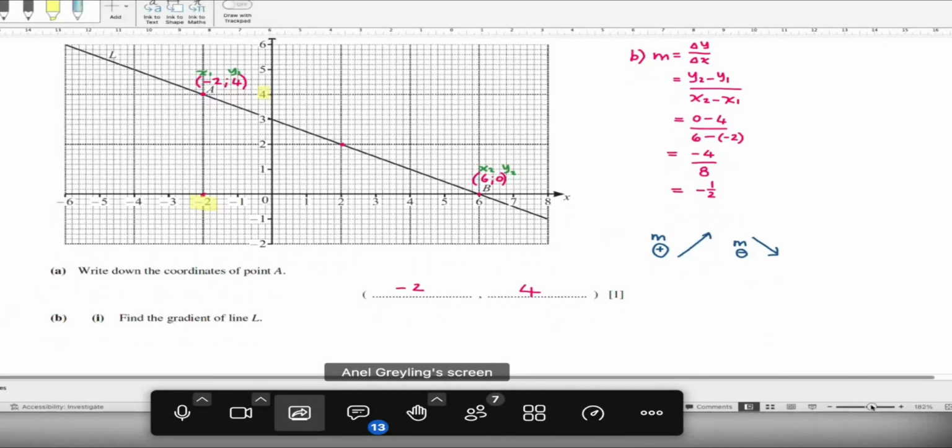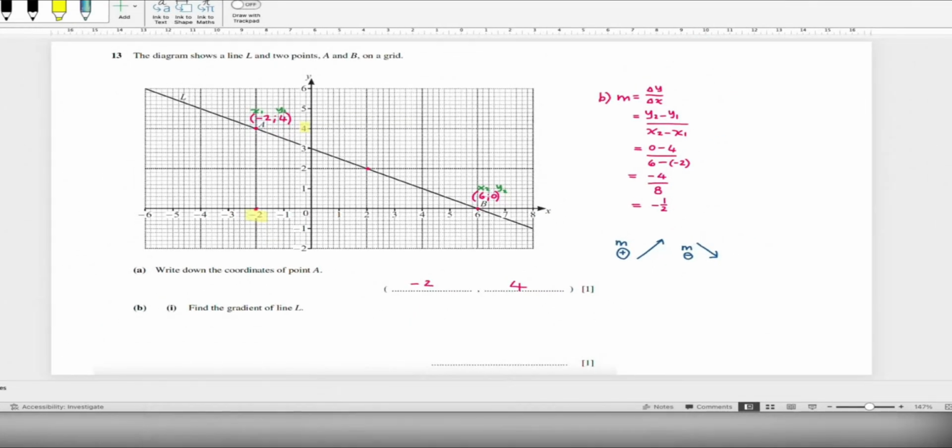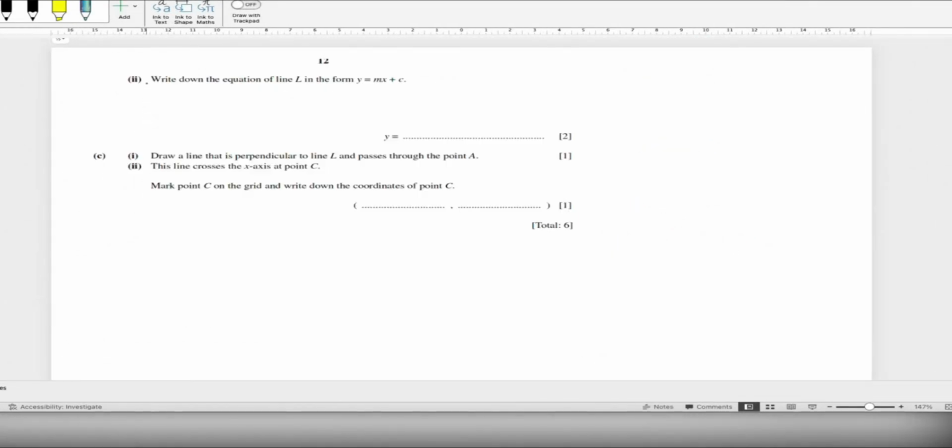Okay, let's have a look at what they're asking in question number 2. Now they're asking, write down the equation of the line L in the form y equals mx plus c.